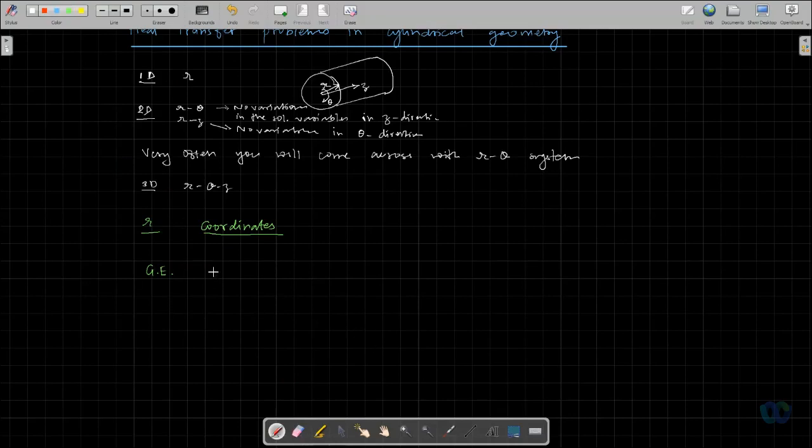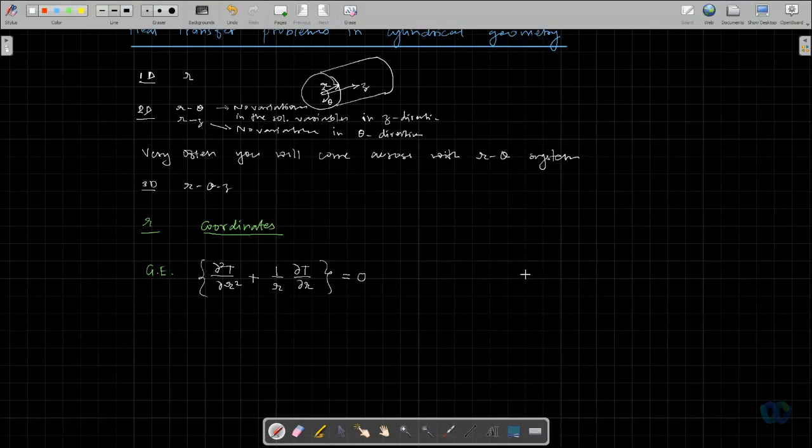If you refer to your first class, you will come to know that it is del squared T by del R squared, plus there will be an extra 1 by R term, del T by del R. This is one-dimensional flow in the radial direction.